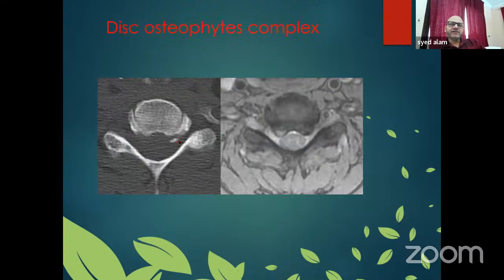This is the CT scan. Sometimes the disc osteophyte complex is better seen on the CT scan. So you can see this calcified disc osteophyte complex in the subarticular region.